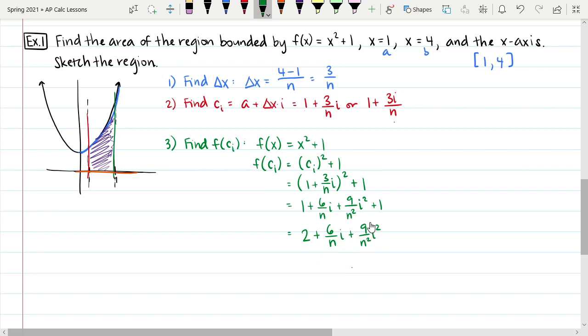Probably the most common mistake is to forget that when you do 3 over n i times another 3 over n i, that gives you 9 over n squared. So just be very careful there.